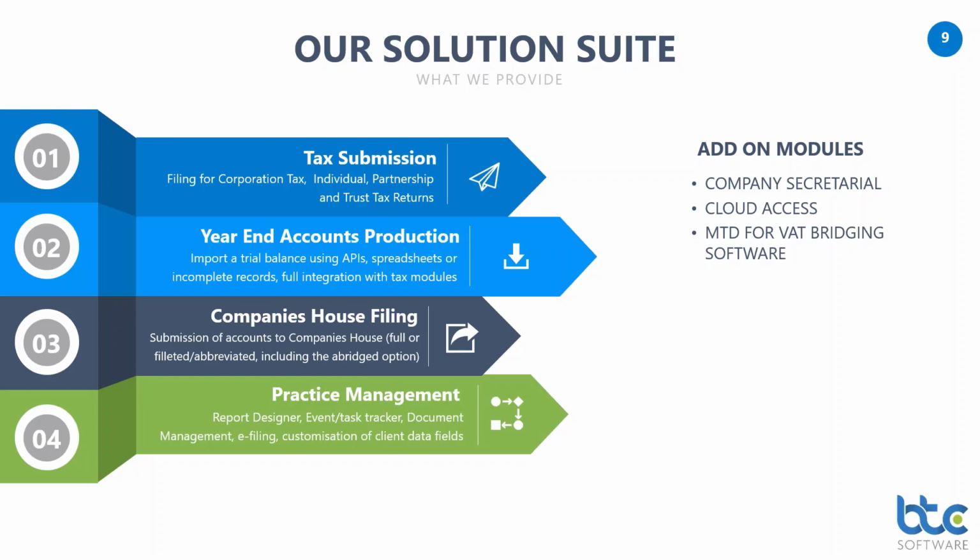You've got the Yearend Accounts production, so we can import a trial balance using any of those APIs that we've just seen there. You can import via spreadsheets, or we've got a mini bookkeeping package, which is our incomplete records module. We have full integration with the tax modules, whether that's for sole trader accounts or limited company set of accounts, and that also includes charity accounts as well. So we've got 5 charity templates which come with the accounts production module. Included within that, you've got the Companies House filing, so you can submit accounts to Companies House, whether they're full, filleted, abbreviated, and you've got the option for abridged accounts as well.